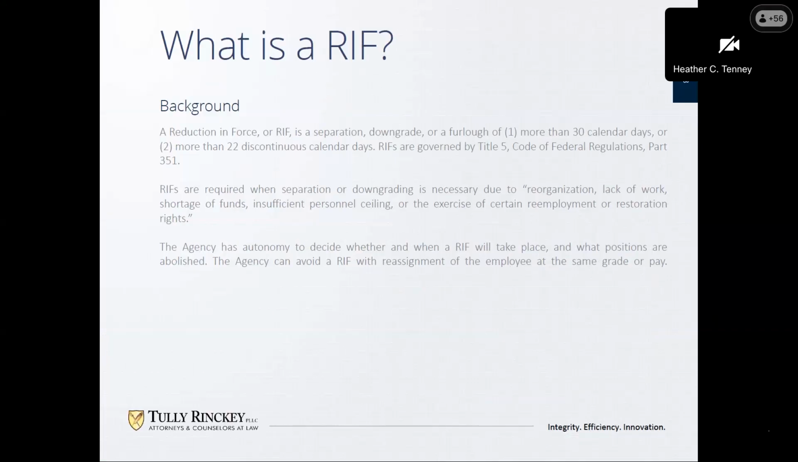The agency is reorganizing as a result of a shortage of funds, lack of work, restructuring. A furlough can also be a RIF, or at least have to use RIF procedures, and a furlough of more than 30 calendar days or of more than 22 discontinuous work days would be considered a RIF action. However, a furlough of 30 or fewer calendar days or of 22 or fewer discontinuous work days would be considered more of an adverse action, which has a whole separate and different process associated with it.